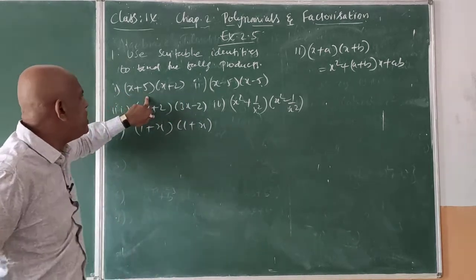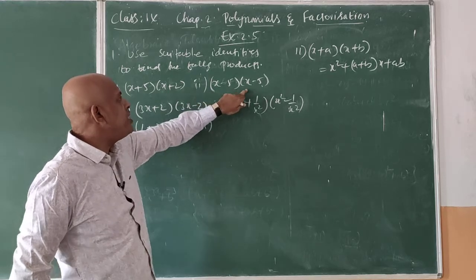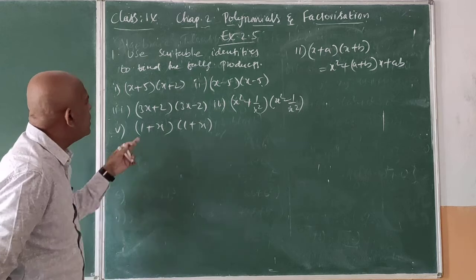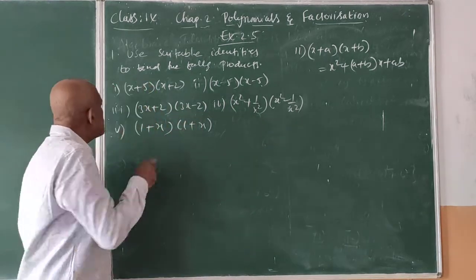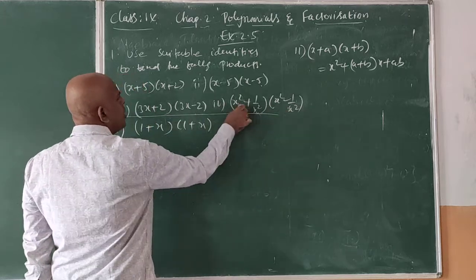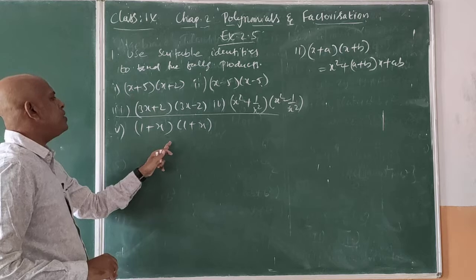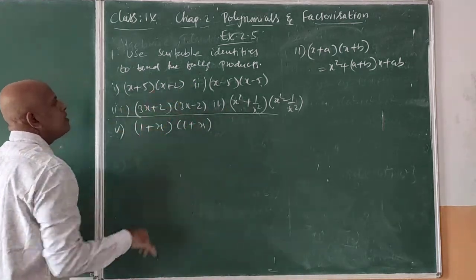It is x plus a into x plus b. So x minus 5 into x minus 5 means x minus 5 whole square, the a minus b whole square formula. Here a plus b into a minus b. Here also a plus b into a minus b. These both are similar problems. So in these two problems, any one I will solve. And here 1 plus x into 1 plus x means the a plus b whole square formula. Same here. So from this one problem, the remaining problems I will solve.